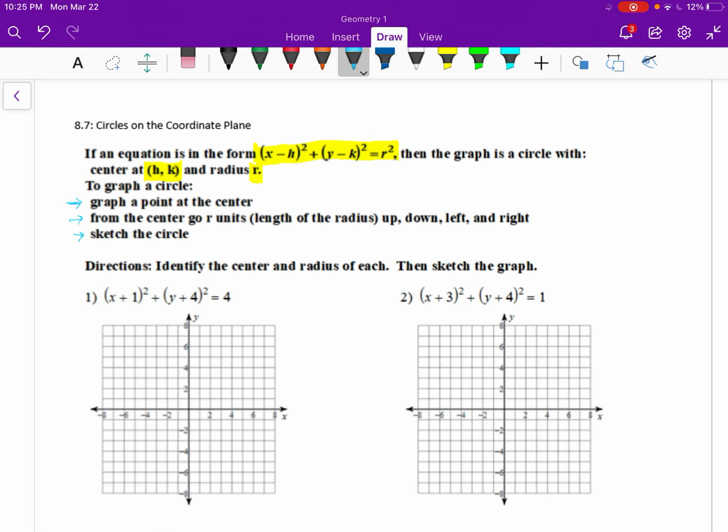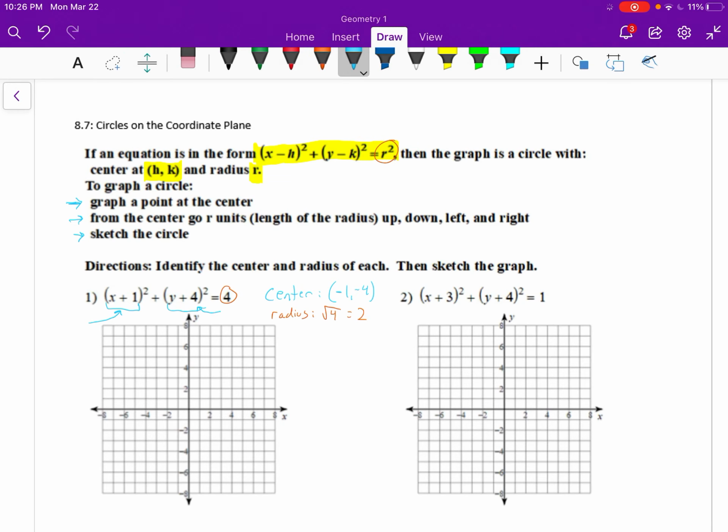In this first one, our center is just a point, and the way that I think of it, it's the opposite of what's in there. There's a 1 in there, so it's going to be the opposite of that. And there's a 4 in there, so it's going to be the opposite of 4, which is -4. So our center is at (-1, -4). And then our radius is going to be the square root of this over here, because we see this is the radius squared, so we have to take the square root of it to get the radius.